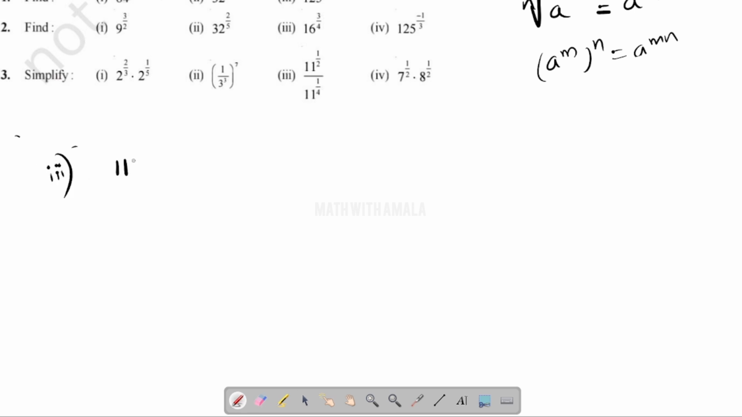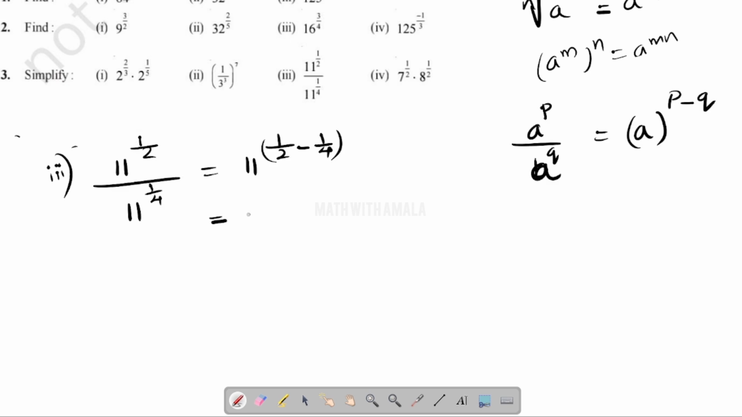Third question, 11 raised to 1 by 2 divided by 11 raised to 1 by 4. The law we apply here is a raised to p by a raised to q is equal to a raised to p minus q. That is 11 raised to 1 by 2 minus 1 by 4, which is equal to 11 raised to 4 minus 2 by 8, 11 raised to 2 by 8 or 1 by 4, 11 raised to 1 by 4. This is the answer for the third part.